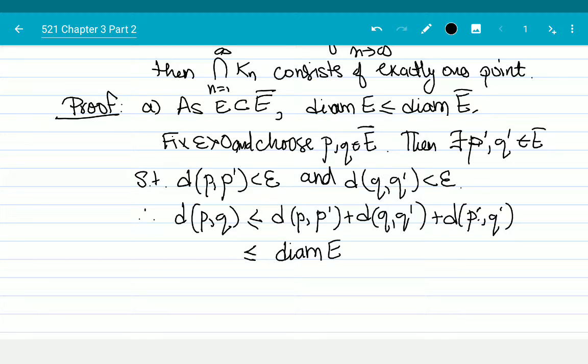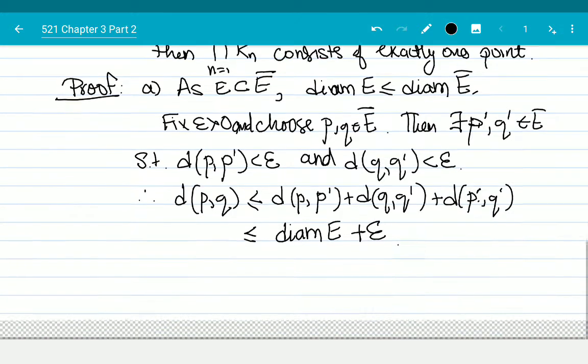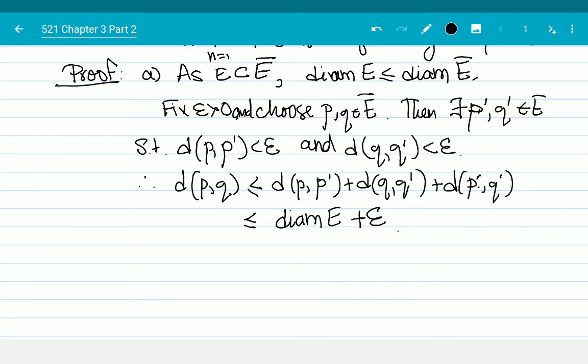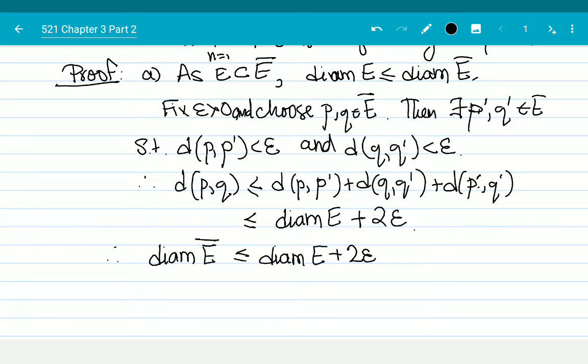And what is the maximum value of distance of p comma p prime, q comma q prime? It is each epsilon. So distance of p comma q is smaller than diameter of e plus 2 epsilon, not epsilon, 2 epsilon, right? Therefore, diameter of e bar is smaller than or equal to diameter of e plus 2 epsilon for every epsilon greater than 0.